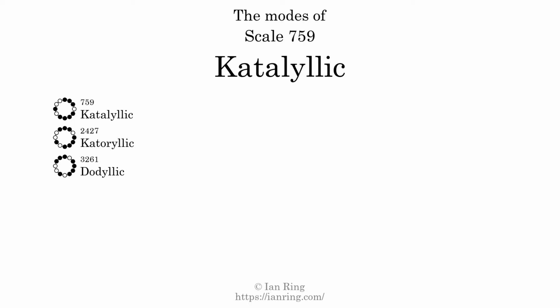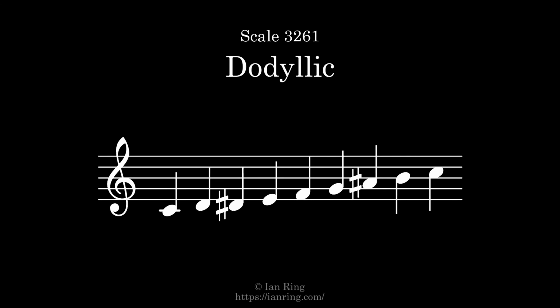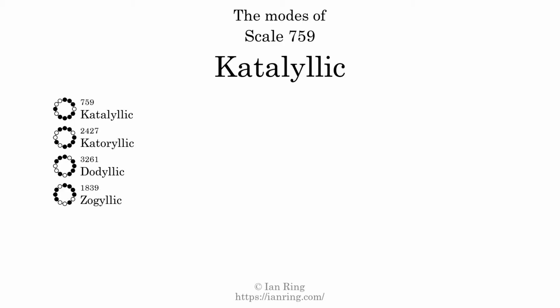The third mode is scale 3261, also known as Katalyllic. It sounds like this. The fourth mode is scale 1839, also known as Katalyllic. It sounds like this.